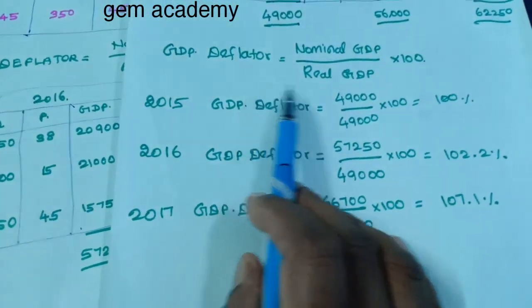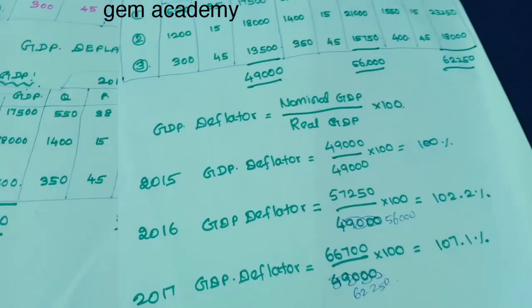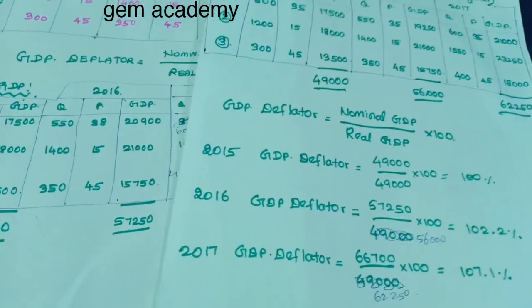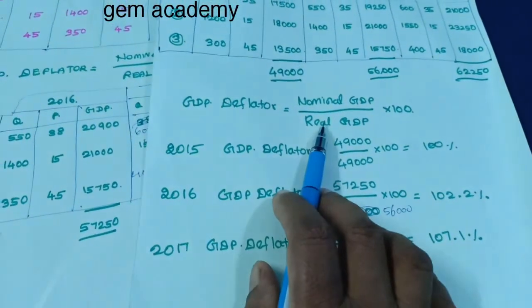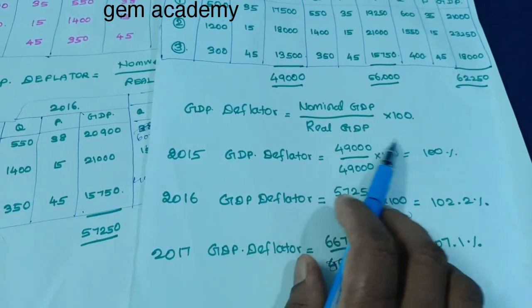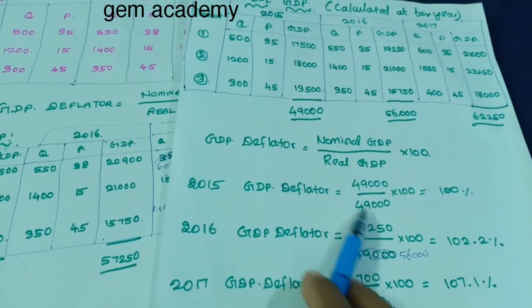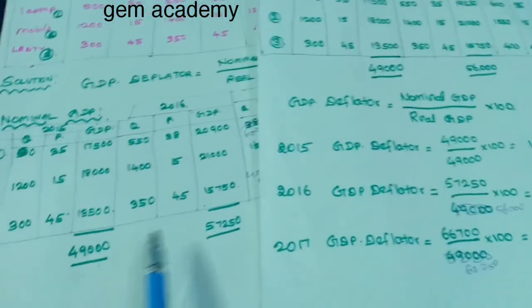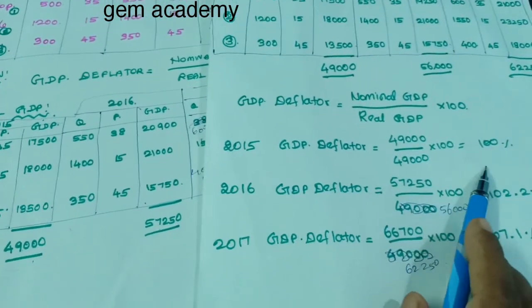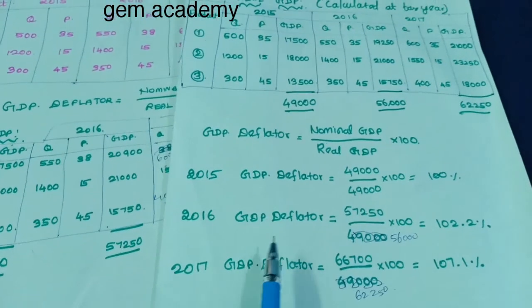So GDP deflator is nominal GDP divided by real GDP into 100. Next we are going to the calculation. For the year 2015, 49,000 is the nominal GDP, and this one is also same. So 100%. 2015 is a base year, so we are getting like this.